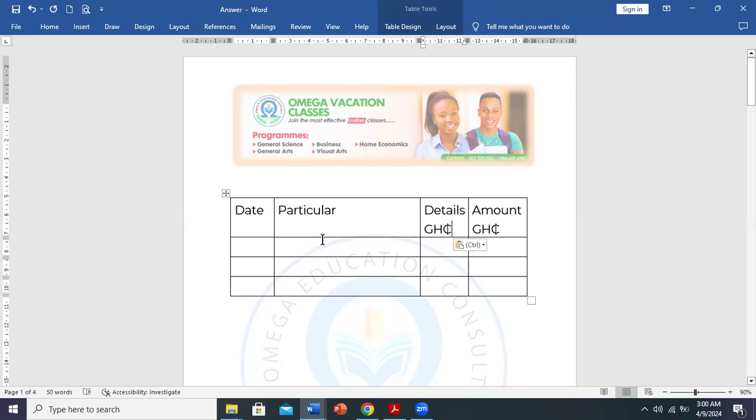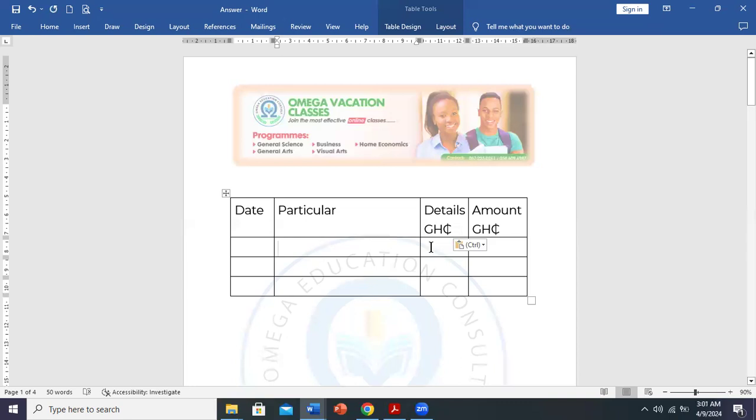So the particulars here will be the name of the person you are selling to, or the name of the person you are purchasing from, or the name of the person who returned the goods, or the name of the person you return the goods to. So it normally takes the name of the person. Or sometimes the details on the item you bought. Maybe you bought 20 iron rods, 10 bags of cement. You can put all those under the particulars.